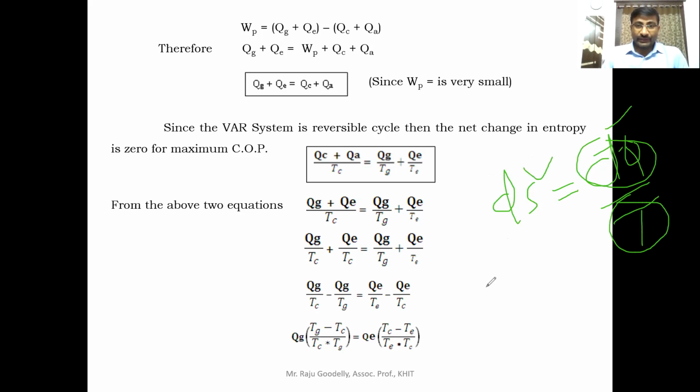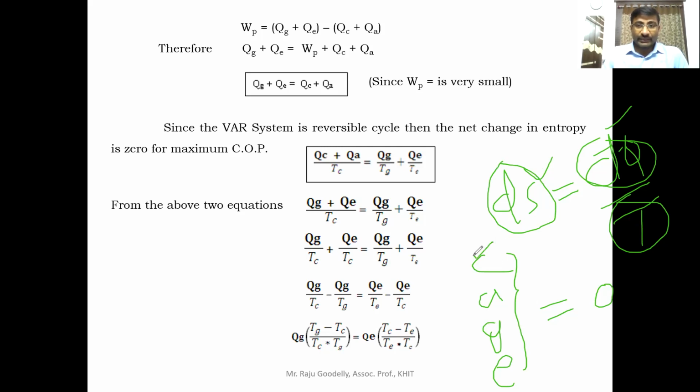So we have the change in entropy in the condenser, in the absorber, in the generator, and in the evaporator. We must take the change in entropy for every component. The net change in entropy must be 0 because it is a cycle. For a cycle, the change in property is 0.